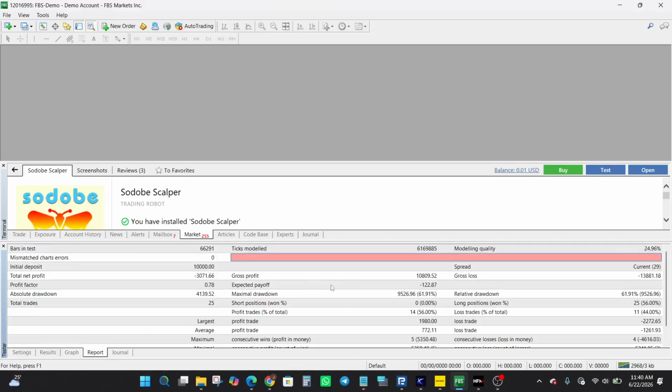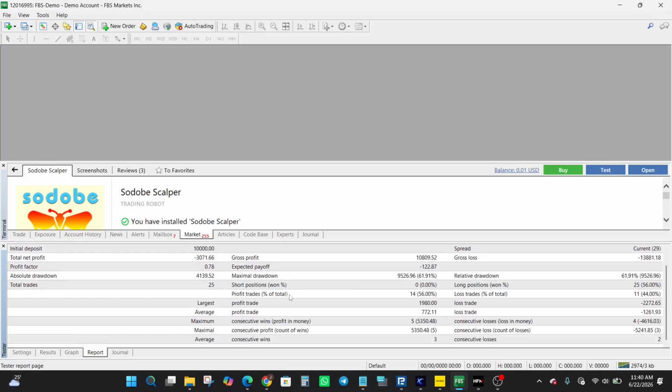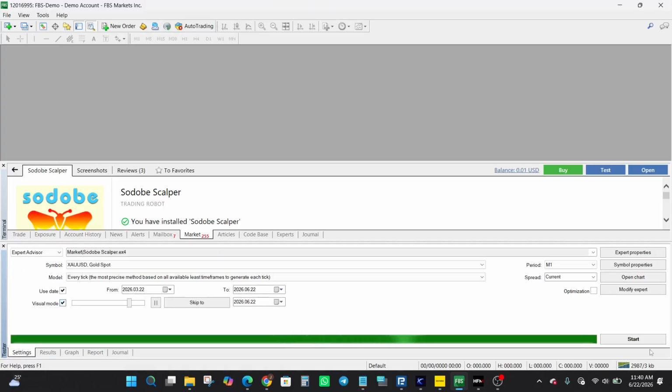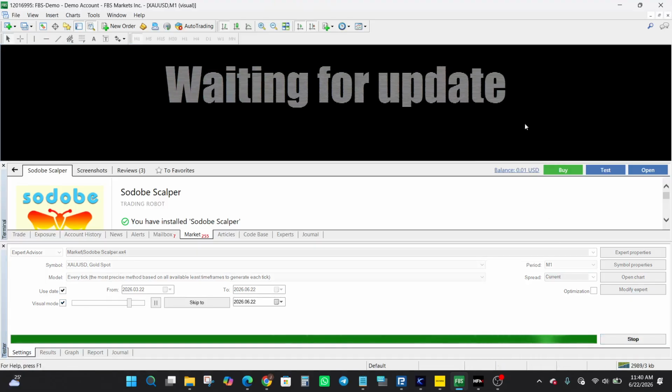So here we go. The total net profit was negative 3,071.66. And the 25 trades we are taking, out of which 14 were profitable. That's a 56% win rate. Largest profit was 1,980, largest loss 2,272.65, average profit 772.11, average loss 1,261.93. So that means that the average risk to reward ratio is bad. Let's turn on the visuals as well. Let's see how this EA looks like in action.